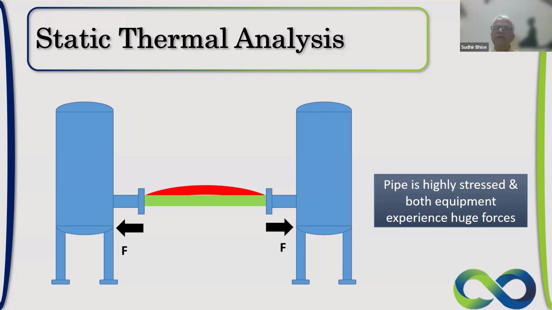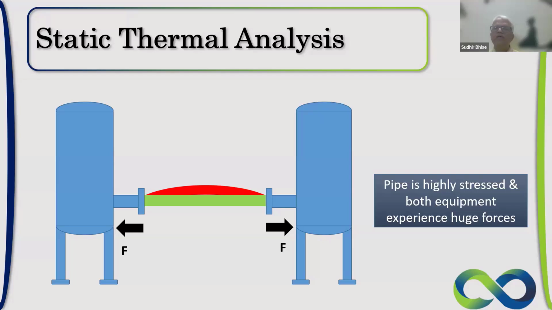So whenever we have a piping connection between two vessels, and it is not allowed to expand in a direction that is expected due to the temperature that it is going to achieve, and why that temperature is going to be achieved is because the pipe is going to carry some fluid or gas from one end to the other, and that may have some temperature.